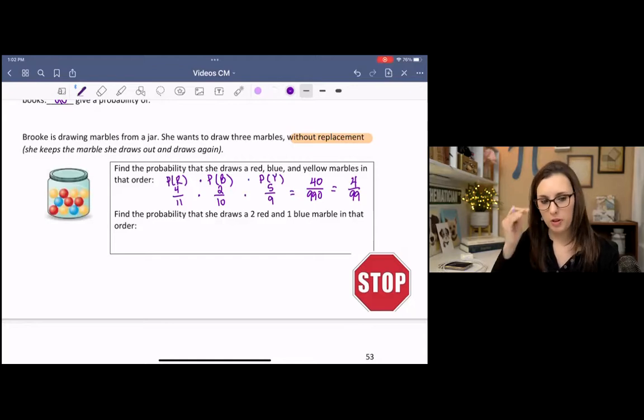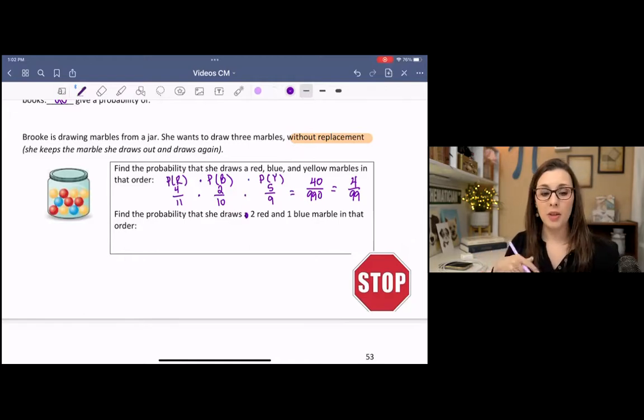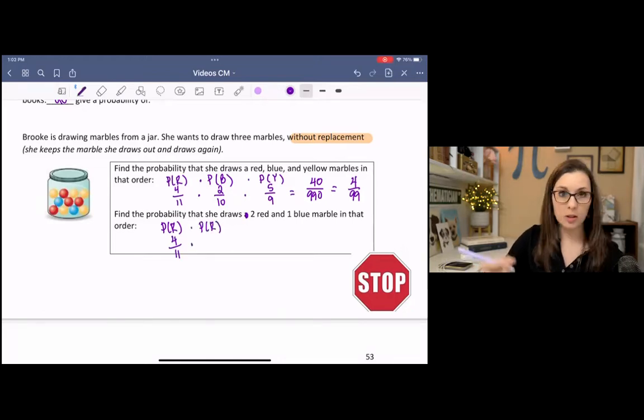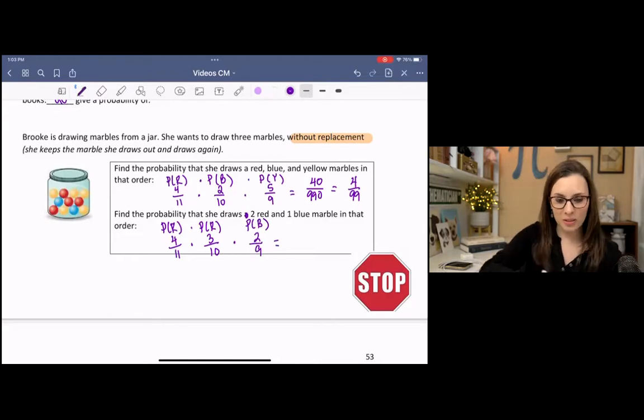Now we're going to find the probability that she draws 2 red marbles and then 1 blue marble in that order. So for her first draw, she wants a red one, and we know that there are 4 out of 11. And then for her second draw, she wants another red one. Let's assume that she pulled out a red one in her first draw. So now we have 3 red ones left, and now 10 total left. Last one, blue. There's 2 blues, 9 total, and then multiply straight across and reduce.